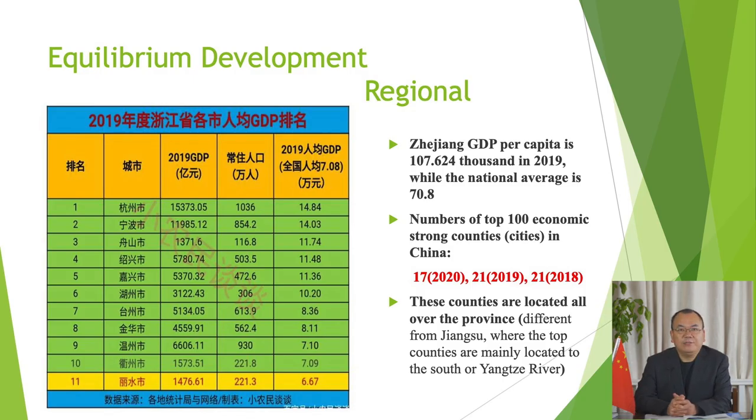Let's go back to Zhejiang province. I said that a sharp characteristic of the Zhejiang economy is equilibrium development. The first is regional equilibrium development. I have given you some data, tables and figures just now, by comparing Zhejiang with Jiangsu and Guangdong about their equilibrium development. And this figure is about Zhejiang itself. Zhejiang's GDP per capita in 2019 is 107,000 yuan. Well, the national average is only 70,000 yuan.